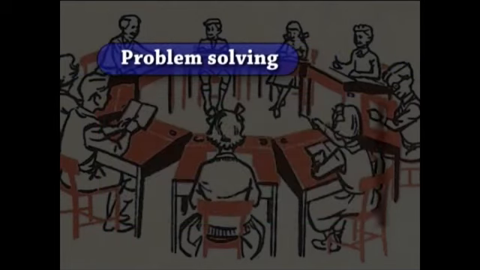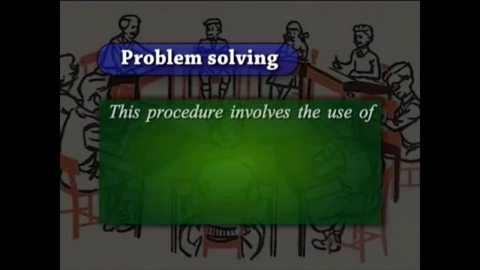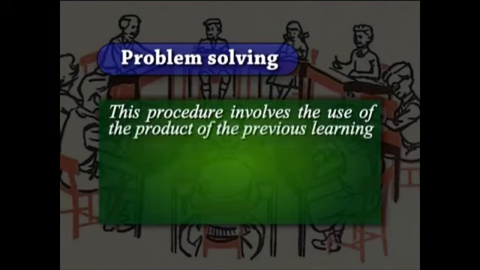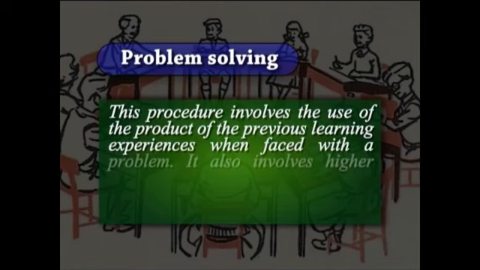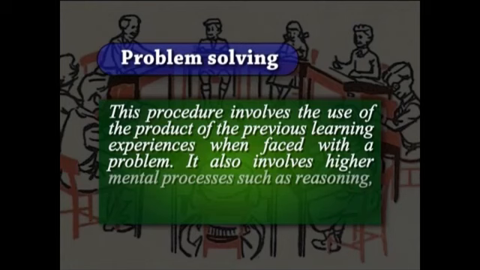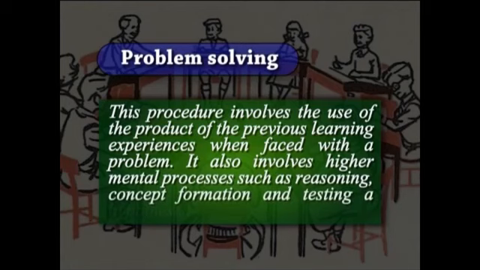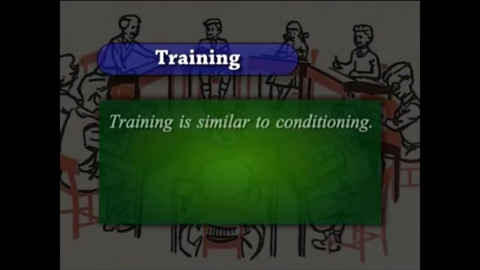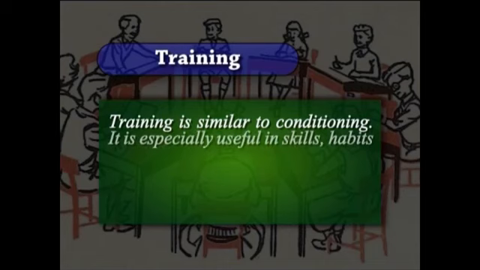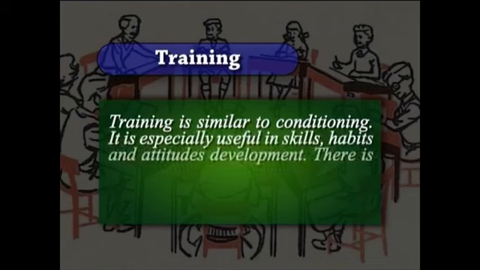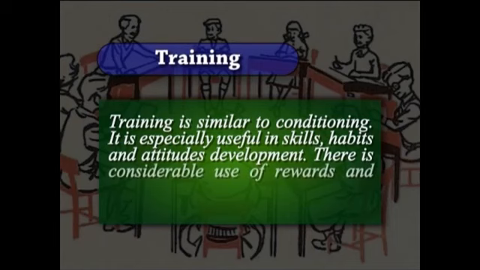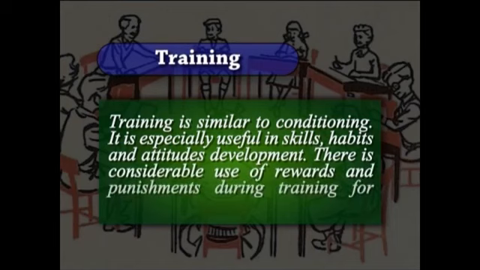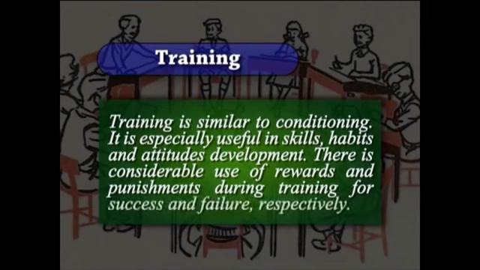Number 3, problem solving. This procedure involves the use of the product of the previous learning experiences when faced with a problem. It also involves higher mental processes such as reasoning, concept formation, and testing a hypothesis. Number 4, training. Training is similar to conditioning. It is especially useful in skills, habits, and attitudes development. There is considerable use of rewards and punishment during training for success and failure, respectively.